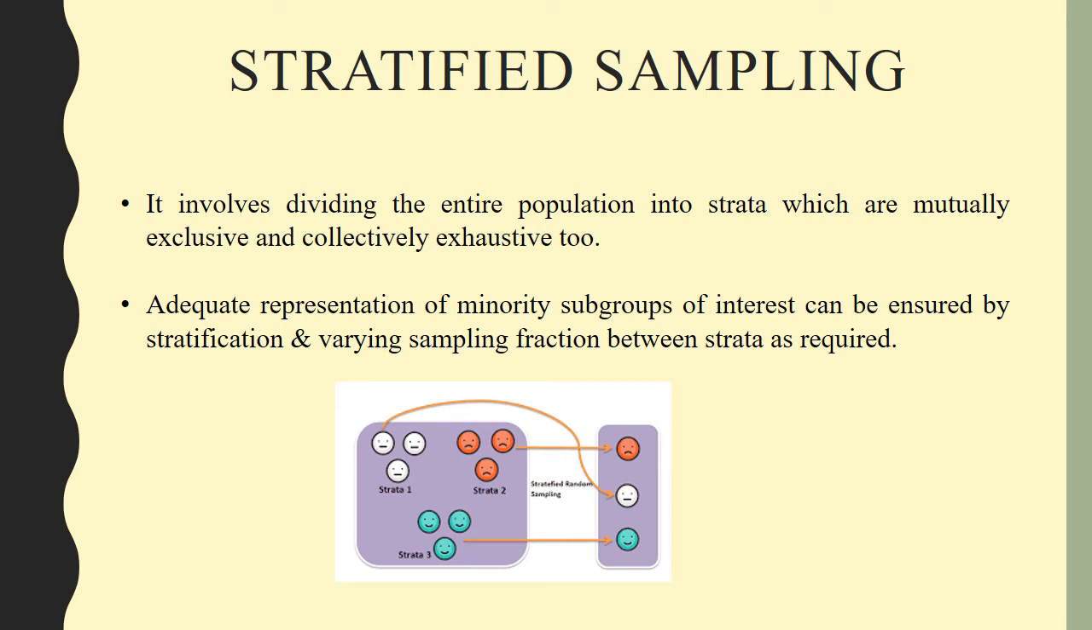And every unit in a stratum has the same chance of being selected, as they are mutually exclusive, right? And using the same sampling fraction for all strata ensures proportionate representation in the sample. So there is a proportionate representation of the sample here. So adequate representation of minority subgroups of interest can be ensured by stratification and varying the sampling fraction between strata as required. Finally, since each stratum is treated as an independent population, different sampling approaches can be applied to different strata. So here you can apply different sampling approaches.